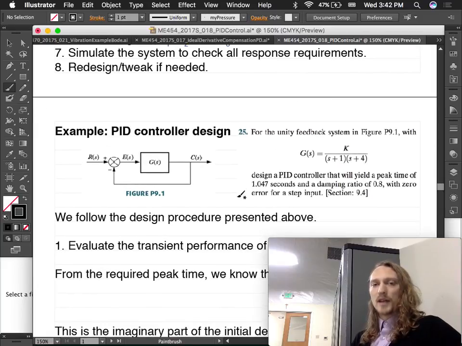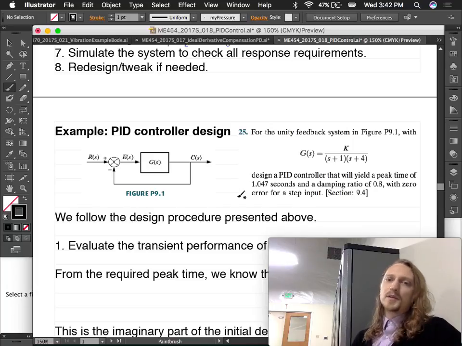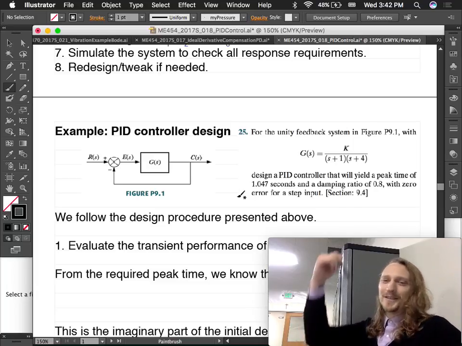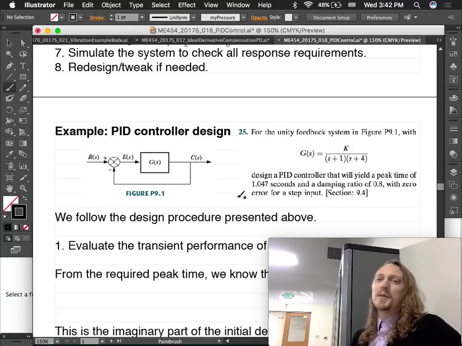So we'll use an example from Nise. It's not an example, it's one of the homework problems. When I say example from Nise, I always mean a homework problem, because he works out some examples, but I don't just copy the example, I just do one of the problems. He picks good problems, so I like the problems.